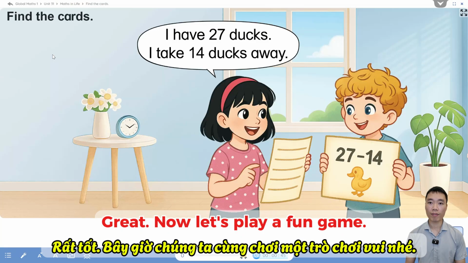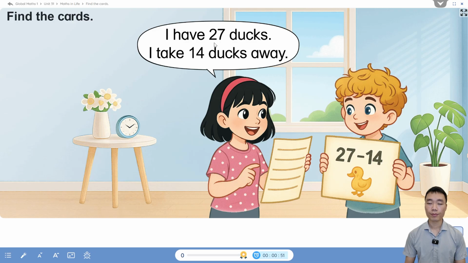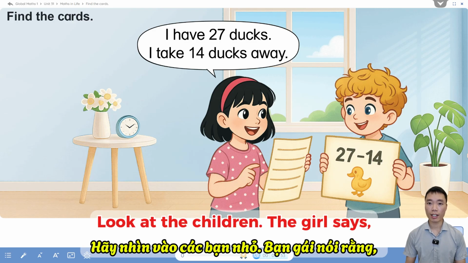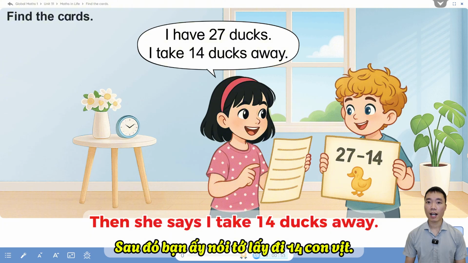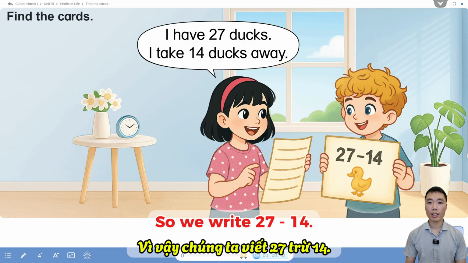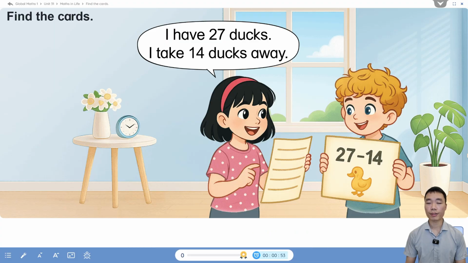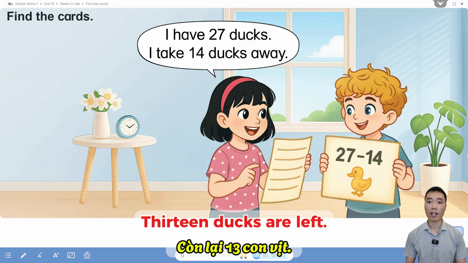Great. Now let's play a fun game. Find the cards. Look at the children. The girl says, I have 27 ducks. Then she says, I take 14 ducks away. So we write 27 minus 14. Let's subtract. 7 minus 4 is 3. 2 minus 1 is 1. So the answer is 27 minus 14 is 13. 13 ducks are left.